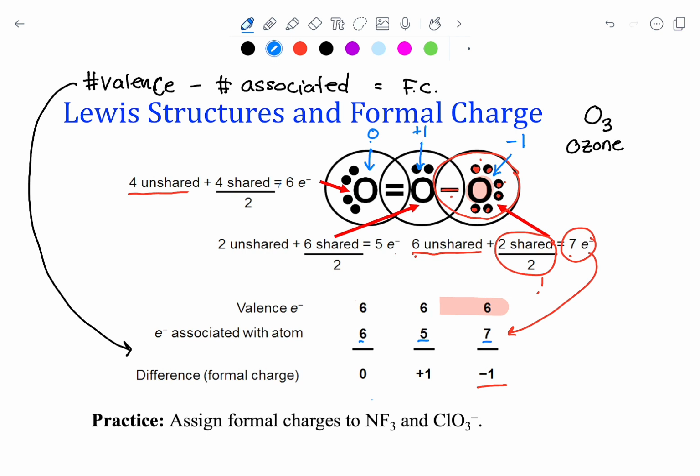Overall, we can take these formal charges and sum them together. We take 0 plus 1 minus 1, and we get an overall formal charge of 0, which we also see on our molecule here. O3 doesn't have a charge on it. If we have a charge on the molecule, then we should have an overall formal charge that equals the charge on that molecule. So let's do a few more examples of this, because again, just like our Lewis structures and what we were doing in our previous lessons, it's all best learned through practice.